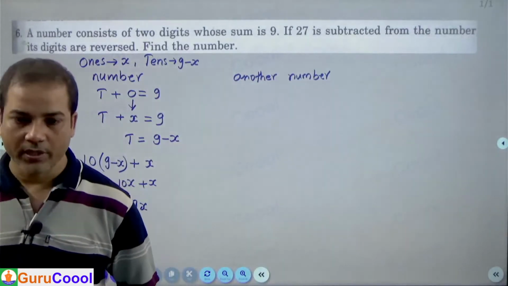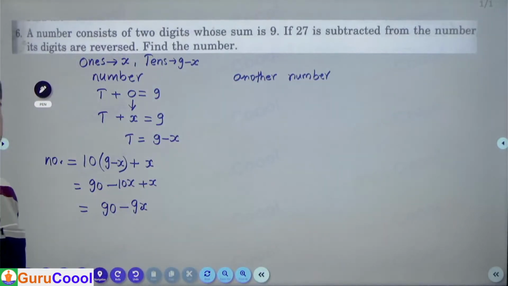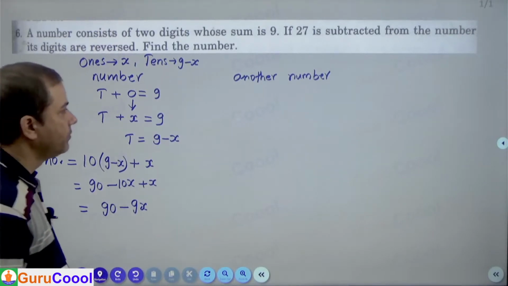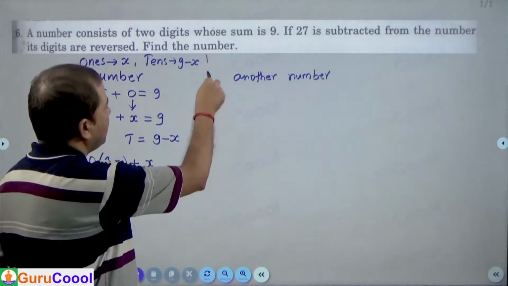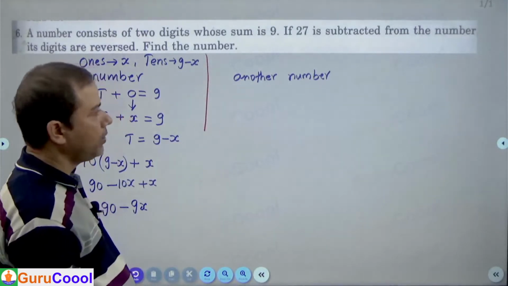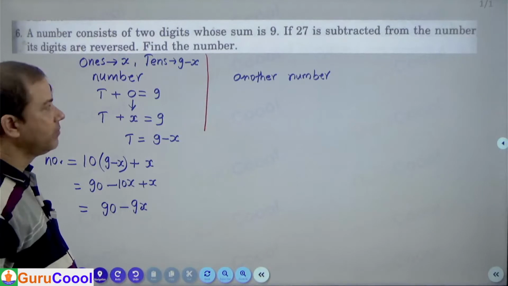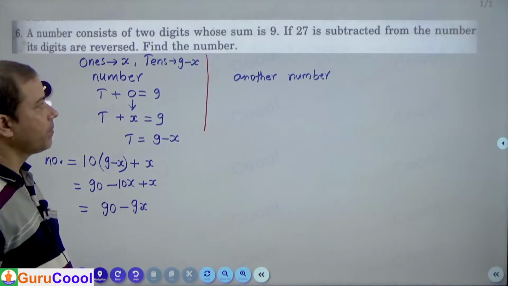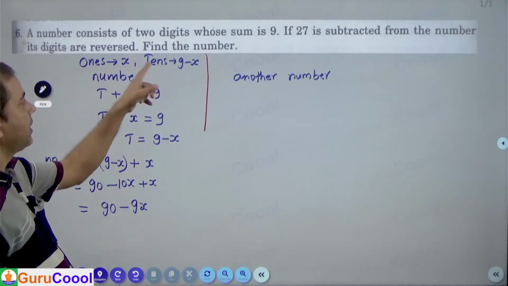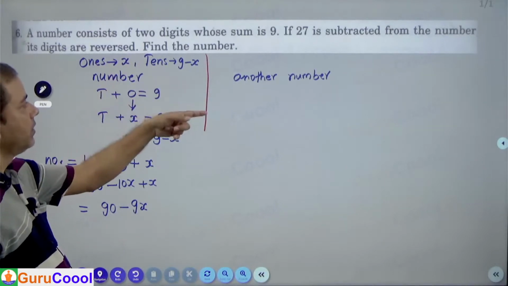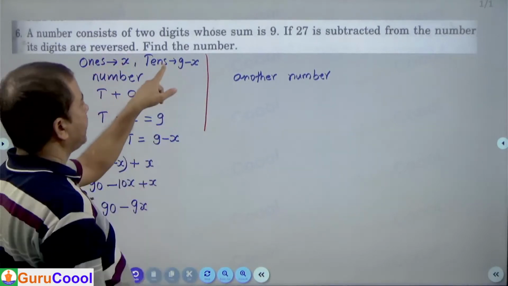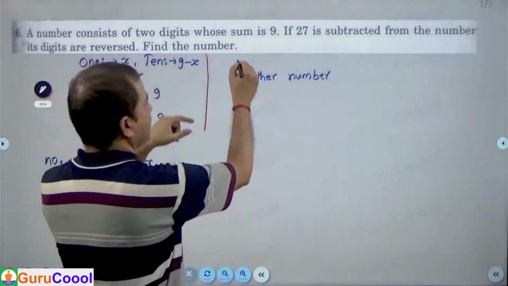Can you guess what is the other number? No? If you want to be a detective, you need to use all the clues. Clues are given. You are not using them. Ones and tens place are known to us. If we interchange, tens place will come at ones place.